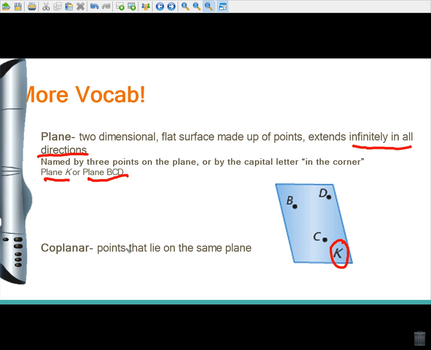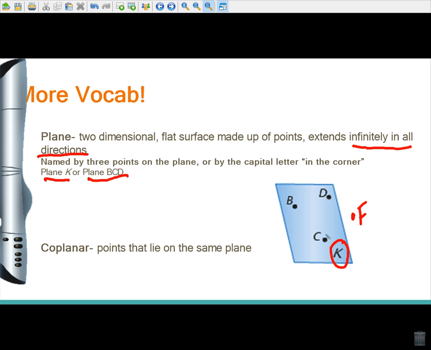Okay. Coplanar. So kind of like collinear meant on the same line, coplanar means on the same plane. So as you can see, points B, C, and D are coplanar because they are all on the same plane. Let's say we had a point F over here. Point F would be non-coplanar with point C and point D and point B, okay, because it's not on the same plane. So that's the difference there between coplanar and non-coplanar.